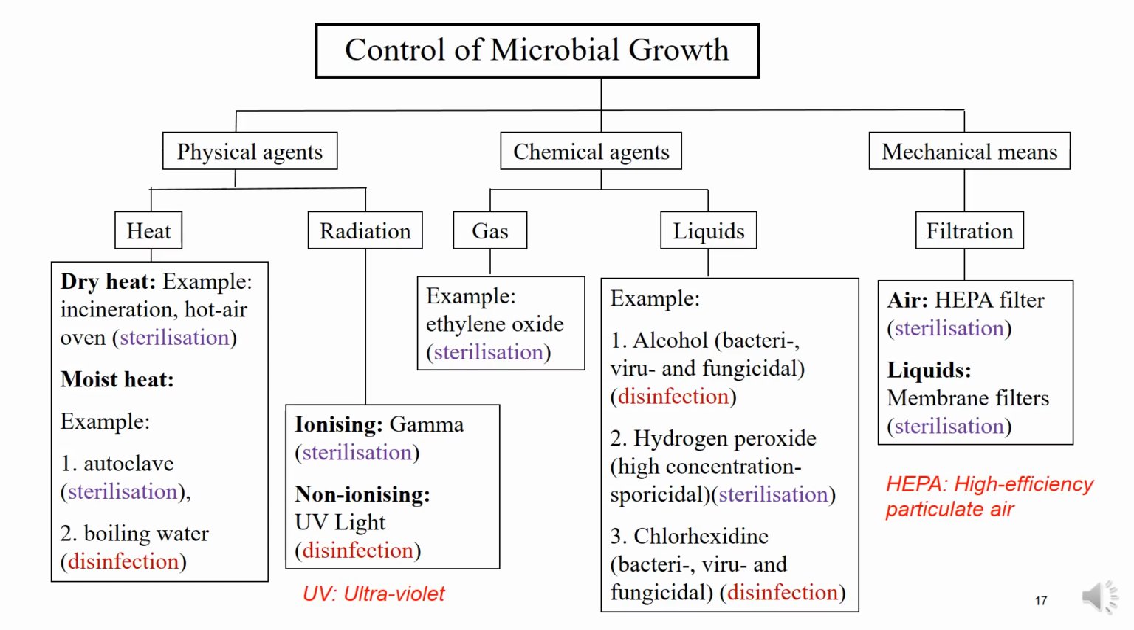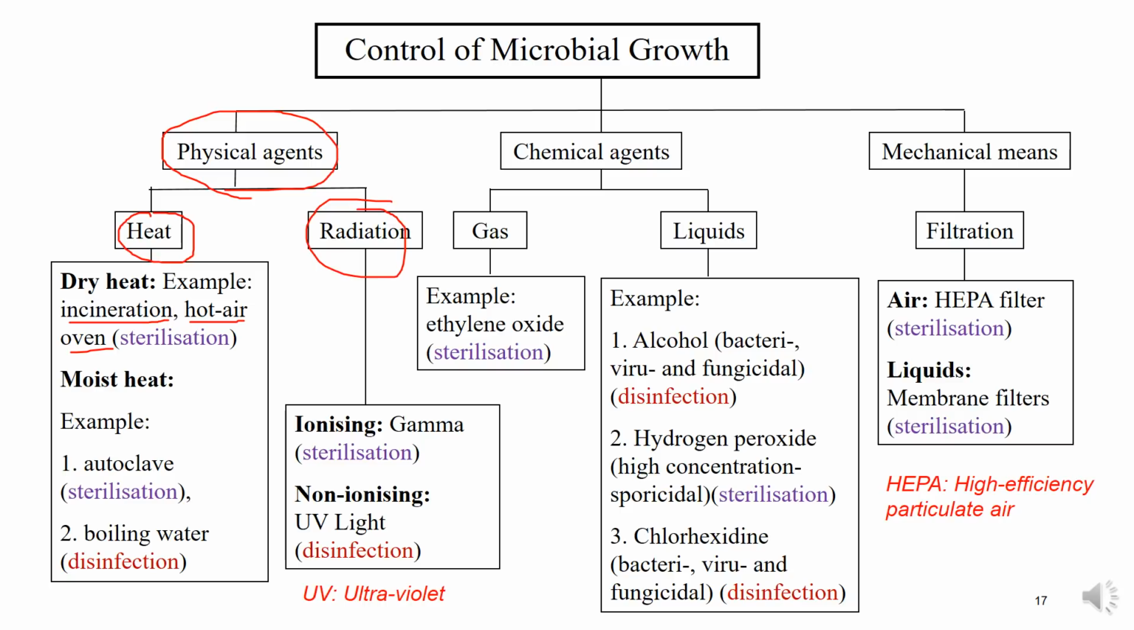This chart shows you some methods and techniques for the control of microbial growth. For example, you have the physical agents. They can be heat or radiation. So, for example, a hot air oven can be used to sterilize equipment. And then, if you have any contaminated or used syringes and needles, they can be incinerated for disposal.